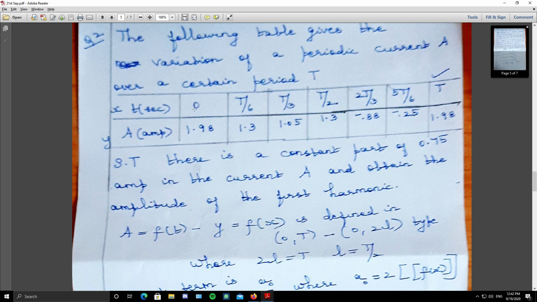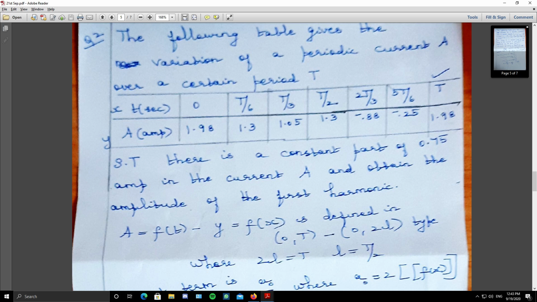So A equals f of t, that is y equals f of x, is defined in 0 to T, you see the table. You see the values of f of x at the end points should be the same. So you see here the first column and the last column, the y value should be the same. So if it is incomplete, you complete the table.